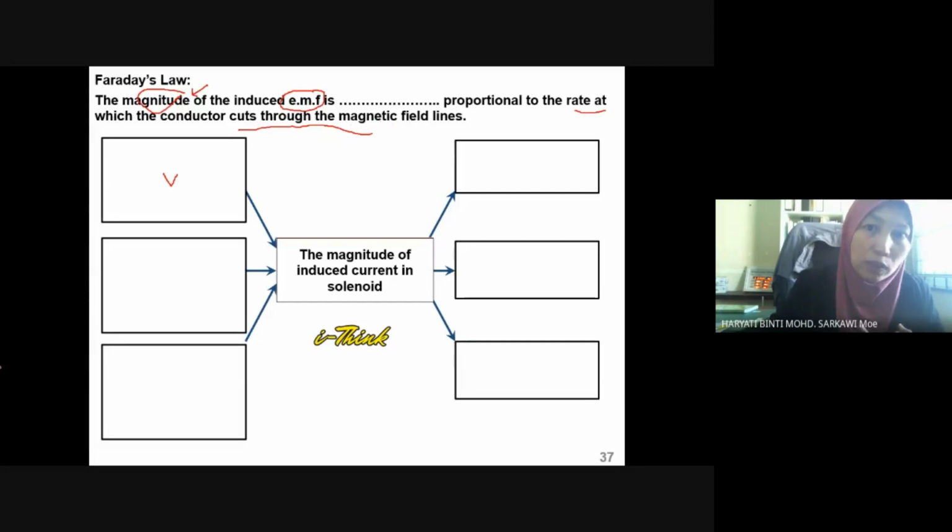Okay, so the word in class that we use is rate of change of magnetic flux. We can also use rate of cutting of magnetic flux. We accept that. It can be rate of change of magnetic flux, it can be rate of cutting of magnetic flux. Same meaning.